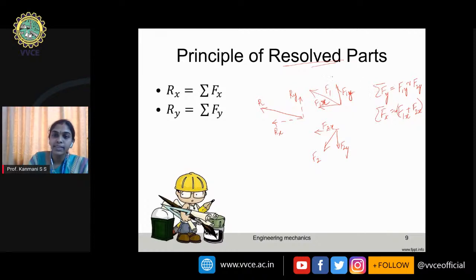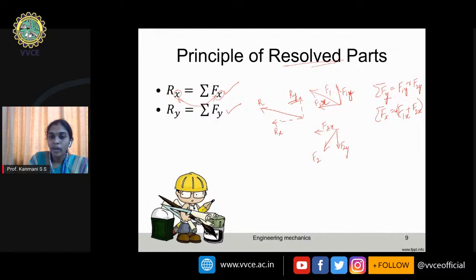So what they simply say in resolved parts is that the sum of all the components of forces along any direction, say y direction, is equal to the component of their resultant along the same direction. That is, Ry is equal to summation fy and Rx is equal to summation fx. So find the sum of the components of forces along any direction, and you can equate this to the component of the resultant along the same direction. If this is x, then this will be equal to x, with which you can apply.